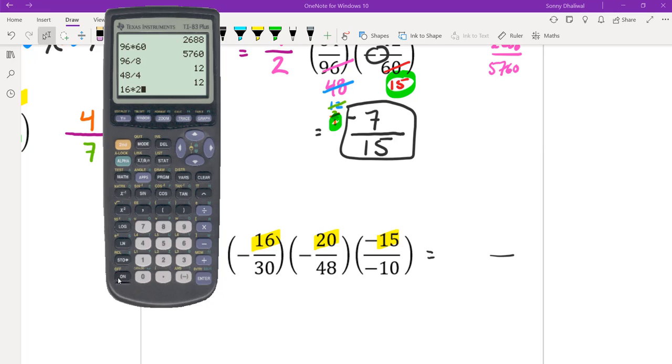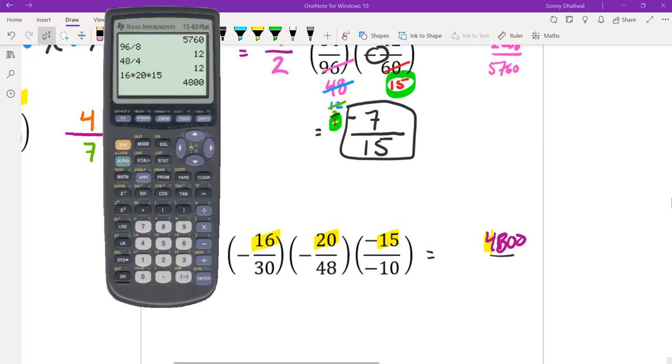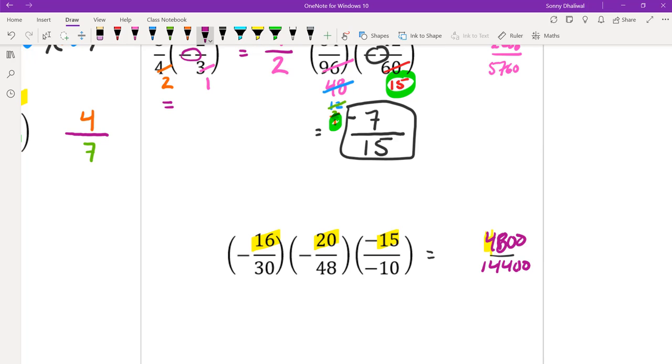16 times 20 times 15 comes up with 4,800 there, and on the bottom we go 30 times 48 times 10. We end up with 144,000. And is this a positive number or a negative number? Count the negative signs. How many negative signs do we have? 4, which is an even amount. So this is going to be a positive number. This and this one cancel out, and this one and this one cancel out.